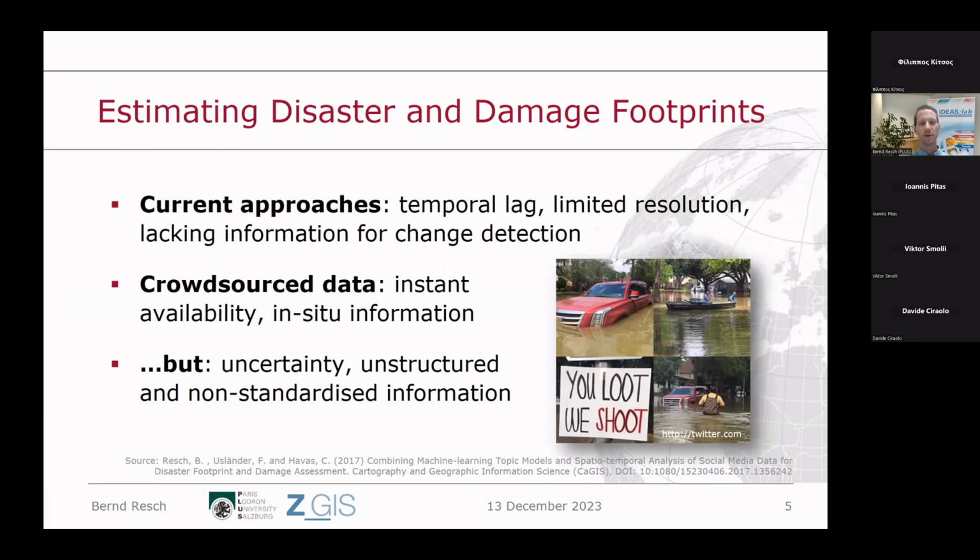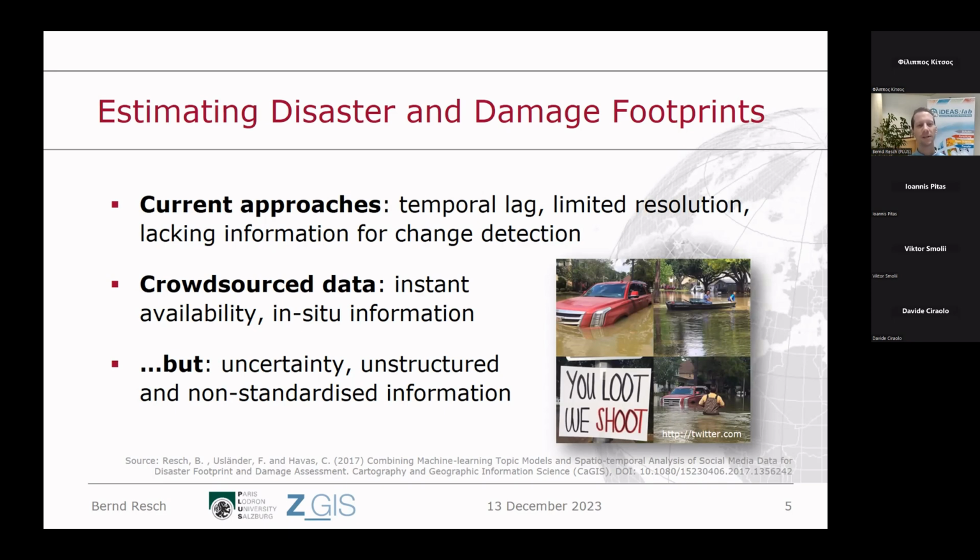Now, what's the problem with this? First of all, they have a temporal lag. So let's say the orbits that satellites pass through just don't allow you to have real-time images for every point on Earth at any time. Second of all, limited resolution, that's getting better and better, obviously, but then again, lacking information for change detection. So before and after comparison is not always easily possible.